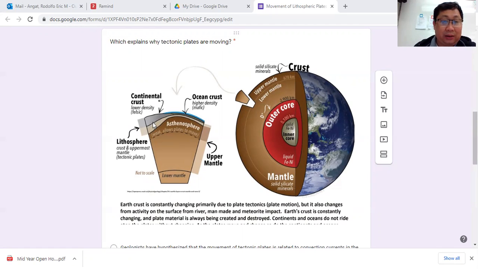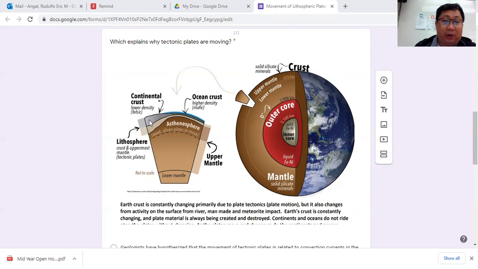Again, I will repeat that. The continental crust is thicker than the oceanic crust, but the oceanic crust is denser than the continental crust.